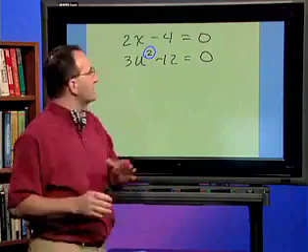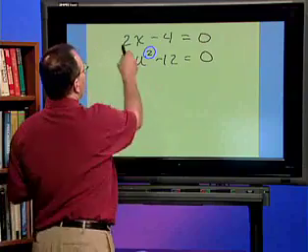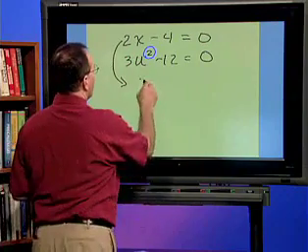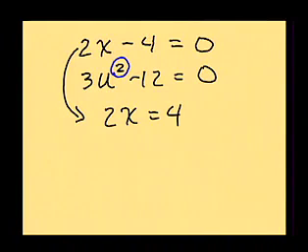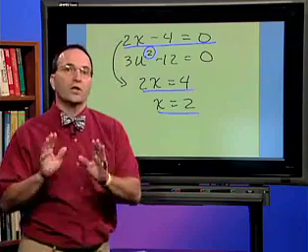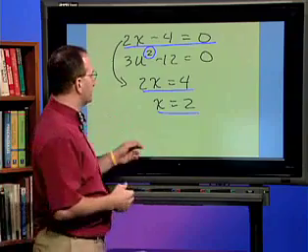For example, let's take our original equation, 2x minus 4 equals 0. It turns out that that is the same as, or equivalent to, 2x equals 4. And that's actually equivalent to x equals 2. So each one of these is equivalent to each other. The reason that's helpful is that we're going to learn how to use that idea to solve linear equations.